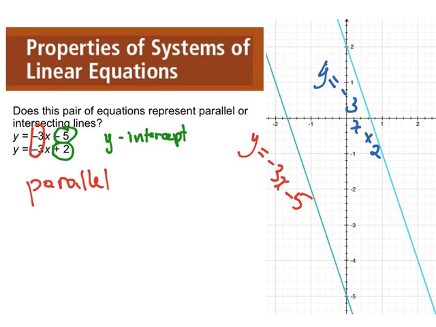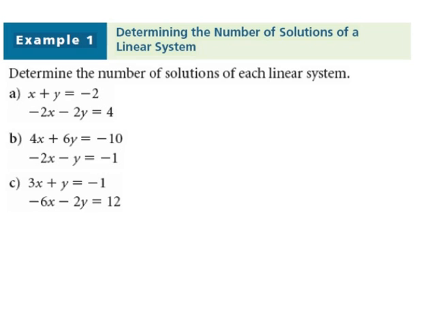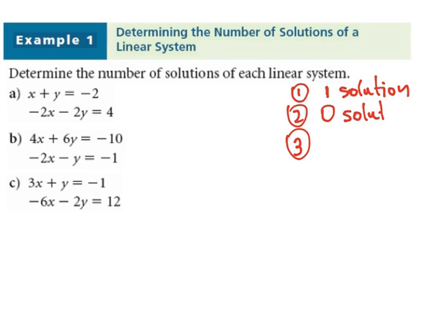Let's take a look at a harder example. We're going to determine the number of solutions for each linear system. Now, for a linear system, there are three possibilities for solutions. We could have one solution. We can have no solution, or zero solutions. Or we could have an infinite amount of solutions. This sideways 8 represents an infinity sign.